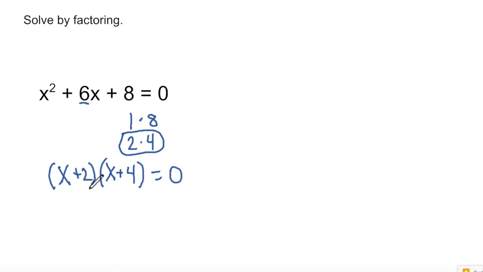Now we can easily solve this using the zero product property that we also learned in one of the previous videos. So we set x plus 2 equal to 0. Let's do that over here. x plus 2 equals 0. And we subtract 2 from both sides. And we get x equals -2.